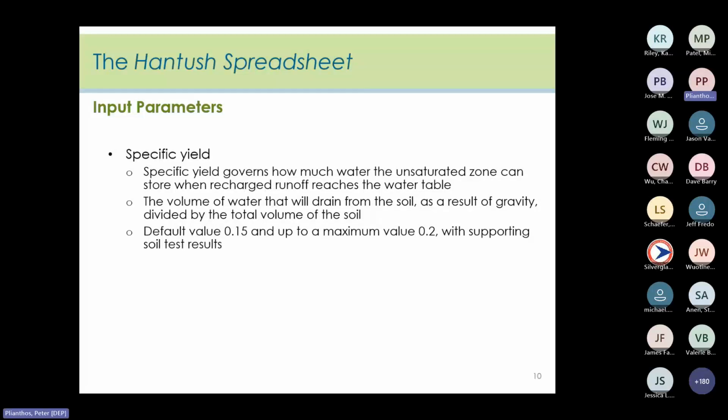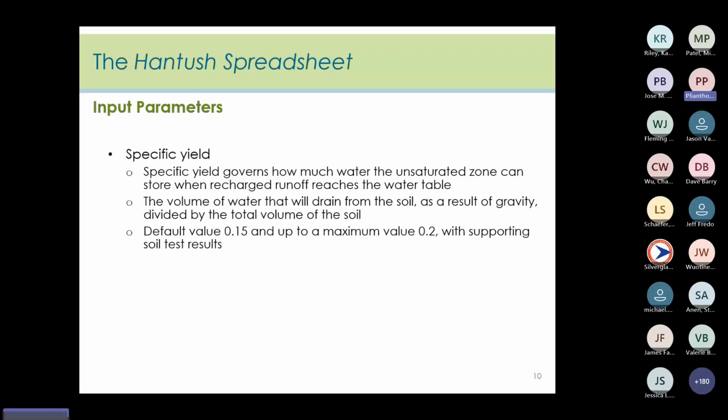The next parameter is the specific yield, which is the volume of water that will drain from a soil specimen due to gravity divided by the total volume of the soil specimen. Coarse soil will likely have a higher specific yield than fine-grained soil having the same porosity. Specific yield governs how much water the unsaturated zone can store when recharge reaches the water table. The more water that can be stored in the unsaturated zone, the lower the resulting mounding.